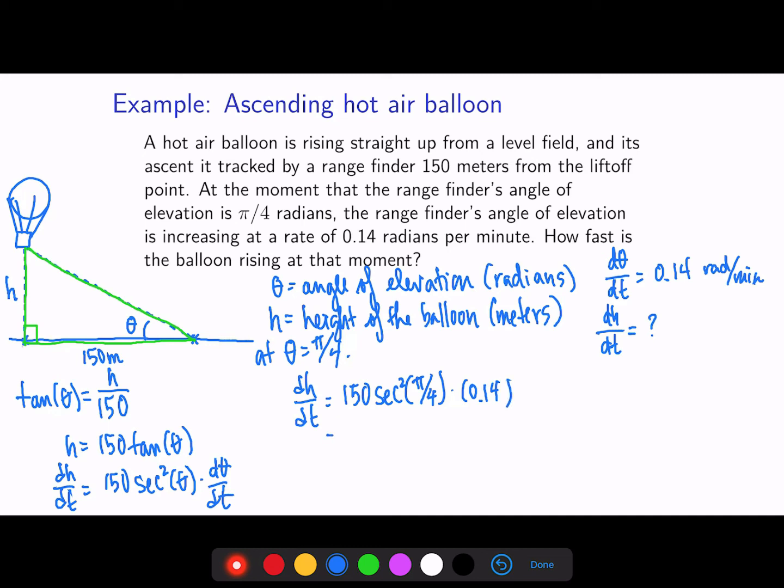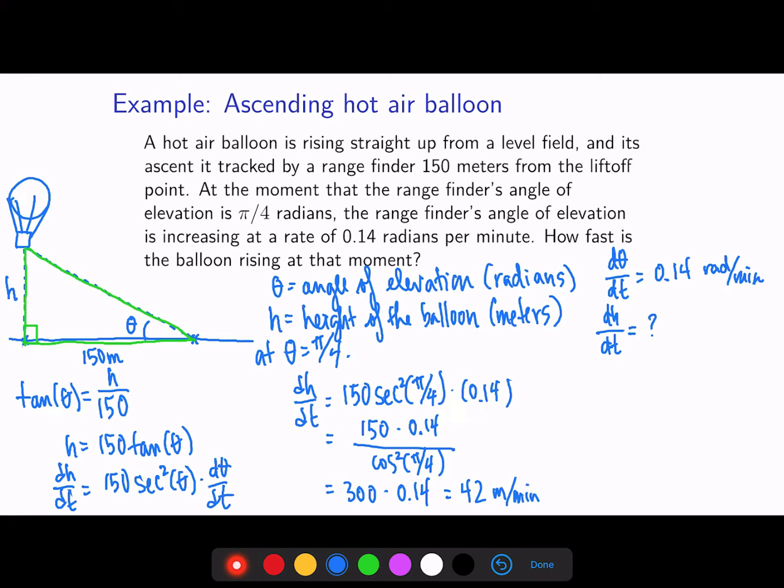Secant squared is 1 over cosine squared. So I can rewrite it this way. And the cosine of pi over 4 is the square root of 2 over 2. Squaring that, I get 2 over 4, which is a half. So I end up with 300 times 0.14. And if you multiply that out, you should get 42. And in our case, this is meters per minute.